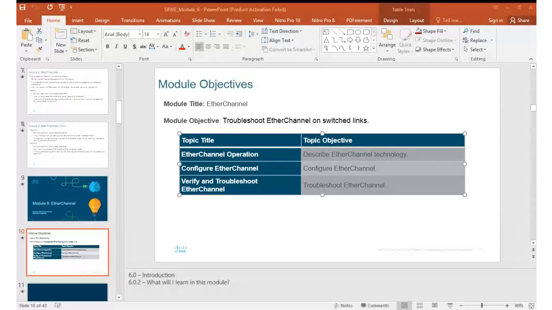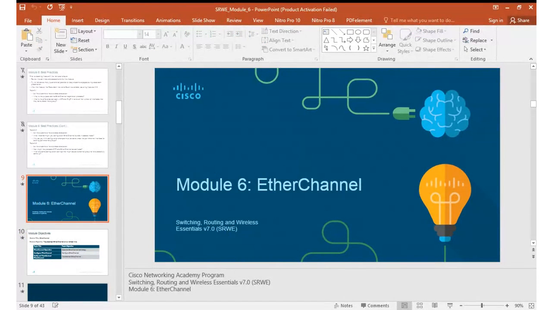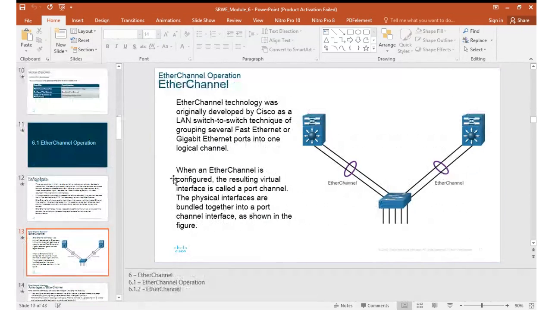So this is the module I'm talking about. You'll have a look at it. Just have a look at the lab and see exactly what it is. It's just basically a technology where you put together several links from a switch, like what is provided there. So we call that particular link or channel an Ether channel or an Ethernet channel.